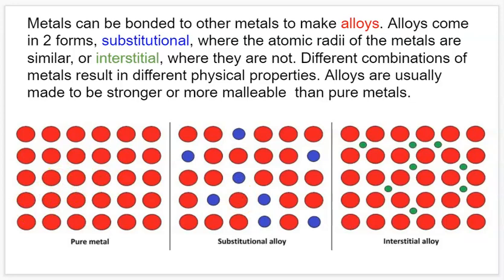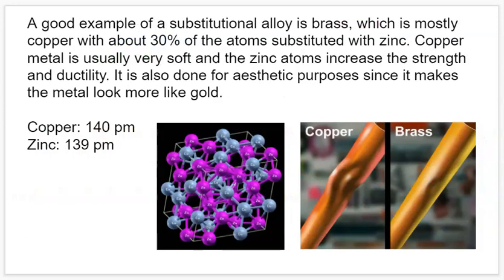So let's look at some examples of substitutional and interstitial alloys. A really popular alloy that's substitutional is brass, which is mostly copper, but you've replaced about 30% of the atoms with zinc in the structure. And if you look at the atomic radii of copper and zinc, 140 picometers versus 139, they're almost identical in size. So the zinc is able to fit in there very nicely without changing the structure at all.